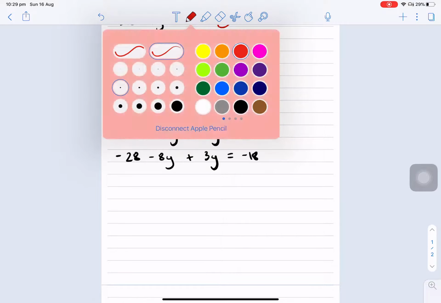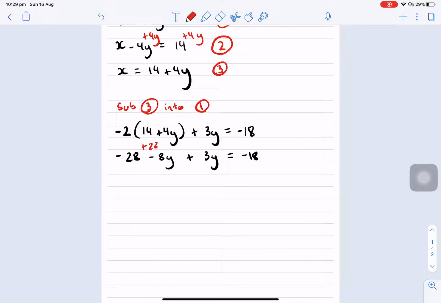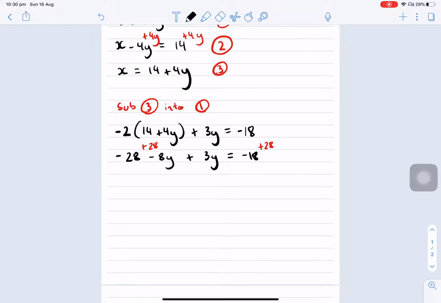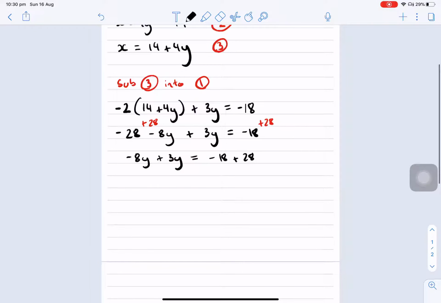Now I can start solving like terms. So I've got plus 28 to do to both sides, which gives us, we'll go step by step, negative 8y plus 3y equals negative 18 plus 28. And then we can solve all these. So we've got negative 8y plus 3y is negative 5y equals, and then negative 18 plus 28 gives us 10.